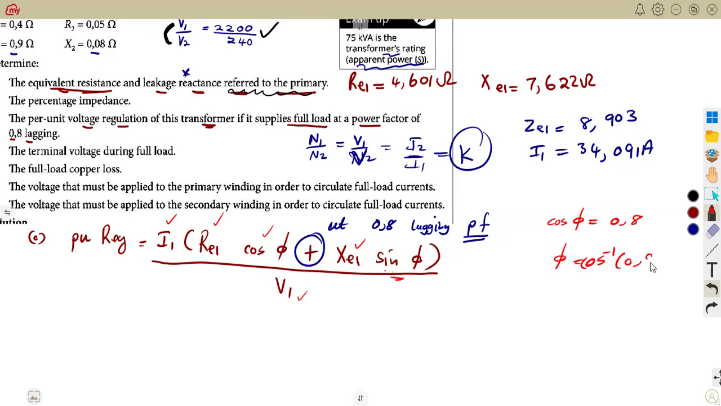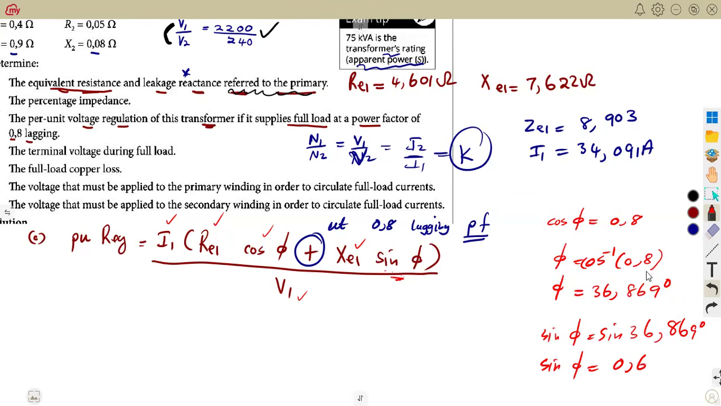So that is going to be arc cos 0.8, which gives us something like 36.869 degrees. So what is the sine of that? Sine phi, meaning to say, sine of 36.869 degrees. That is the value of our sine phi, which is going to be 0.6.